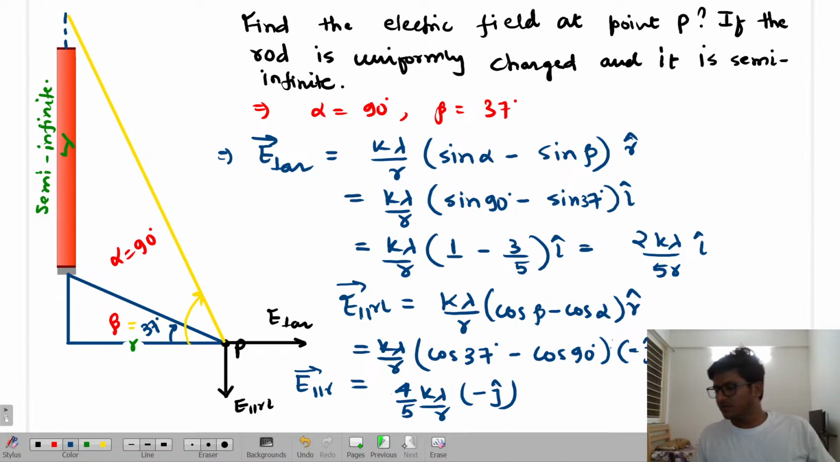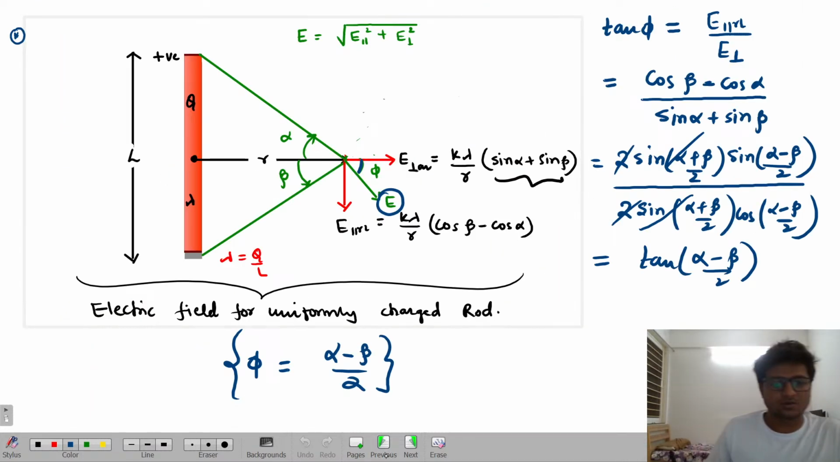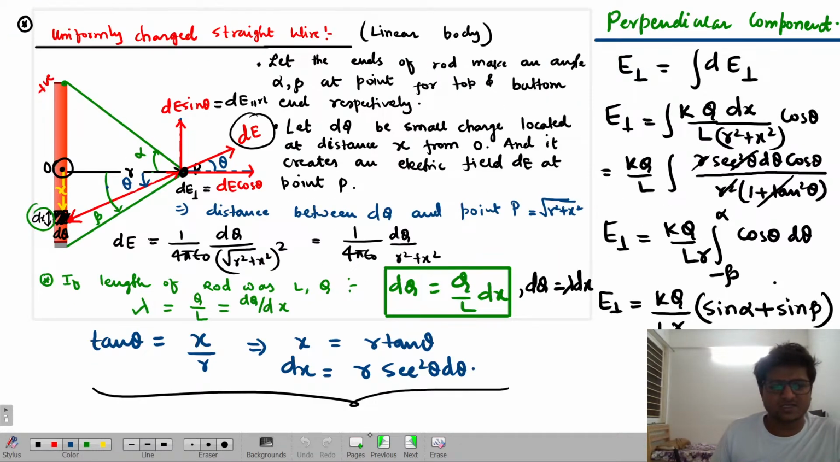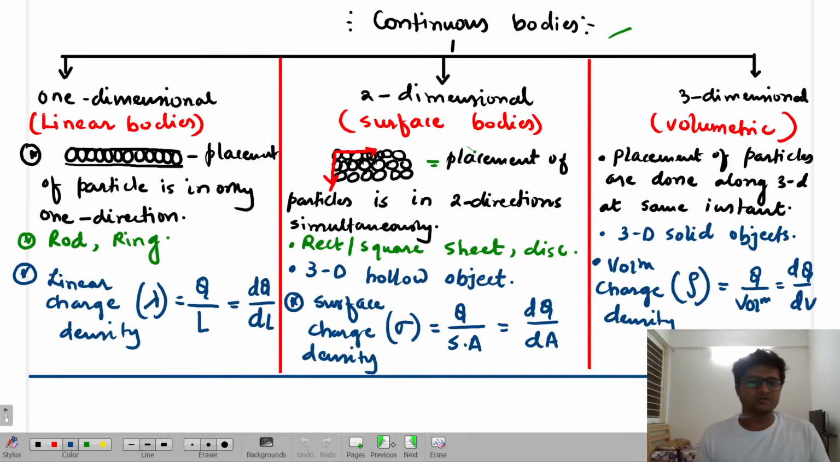Okay, so this was all about your case of the rod, which we needed to discuss. It involves many different ideas. We had a whole big derivation, then we considered that it has two components: E parallel is k lambda by r (cos beta minus cos alpha), and E perpendicular is k lambda by r (sin alpha plus sin beta). This is just one case of continuous bodies we did, and that is the rod. We are left with ring, square, disc, sphere, and many different cases. Are you able to get me?